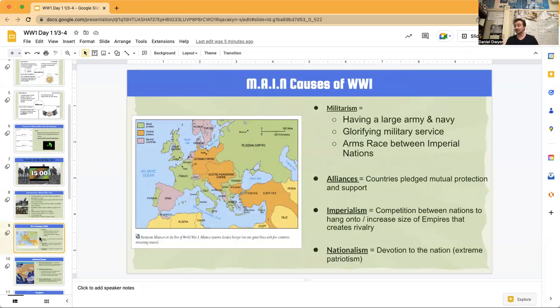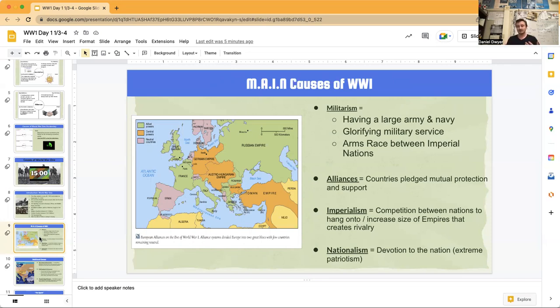A lot of things historians will do, we'll call it the main causes of World War One, each letter standing for something: militarism, alliances, imperialism, and nationalism. So all four of these things kind of combine to cause World War One. So militarism, what does that mean?